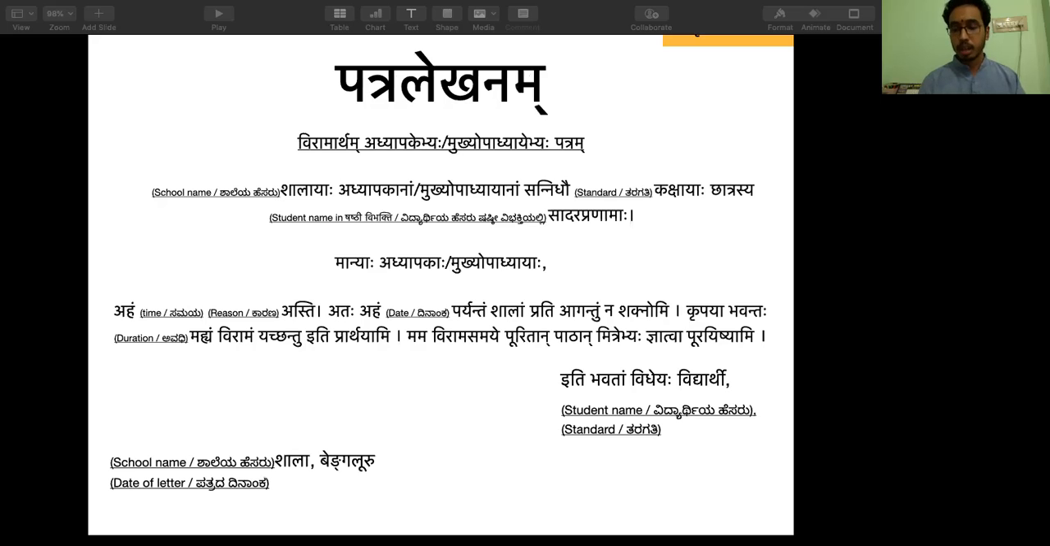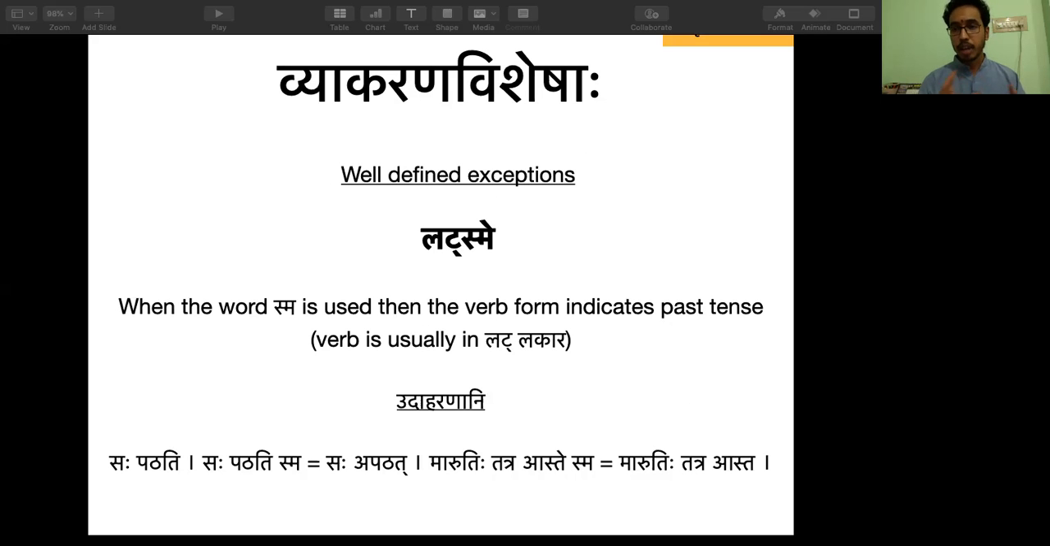Now coming to patra lekhanam. Whatever we discussed till now are all vyakarana visheshas, which are most commonly used. If you come across any other vyakarana vishesha, please let me know in the group. I will make a similar type of write up and I can share it with you so that you can cover that up as well. Because based on what I went through in the exercises as well as in the previous year question papers, these were some of the most commonly asked questions which I came across. Hence I compiled these separately.